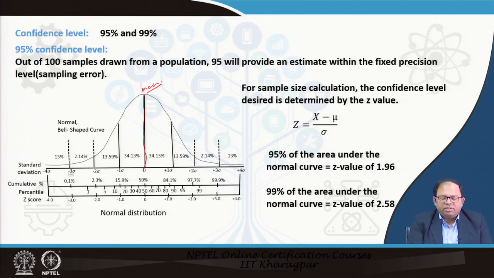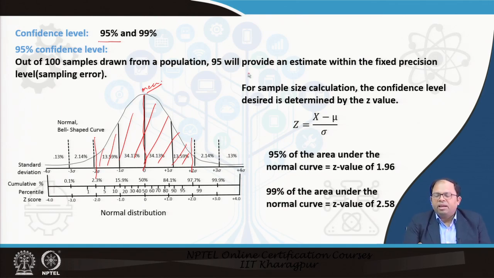And then we have 3 standard deviation and 4 standard deviation and so on. So we can say that at a 95% confidence level, out of 100 samples drawn from a population, 95 will provide an estimate within the fixed precision level or sampling error. I was explaining it in a different way earlier. That means if we are drawing 100 samples, 95 of them will provide an estimate within the fixed precision level that we have defined earlier.